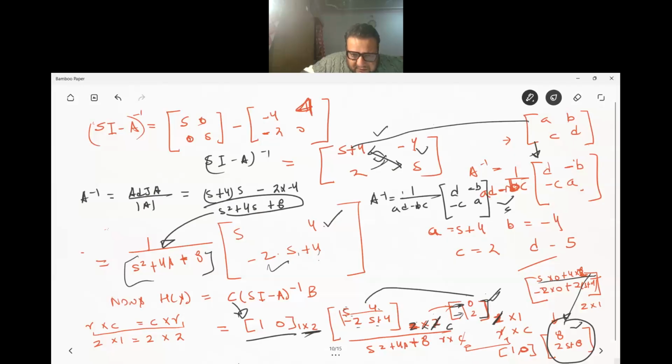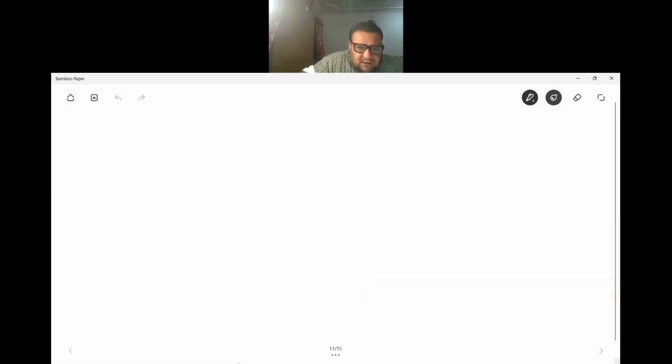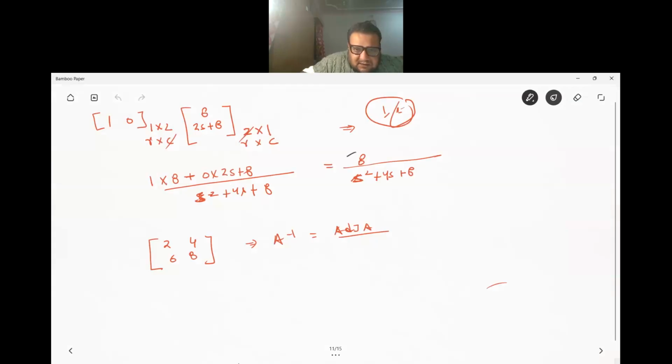So I've solved up till here. Now I'm remaining with 1 comma 0. This has only one row and two columns, and this is your two rows and one column. Again, the column and row cancel, so a 1 cross 1 will remain. So that would be 1 into 8 plus 0 into 2s plus 8. So the top value will be 8, of course. And the determinant is down there, not to forget the determinant. So this value will come as 8 over s square plus 4s plus 8. So this is how you got the answer.